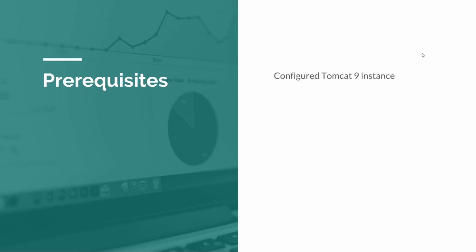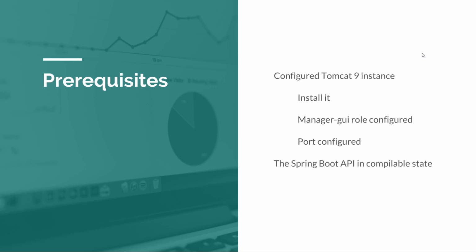Obviously we need to configure a Tomcat instance, and by configured I mean we have to install it. We need to make sure that the manager GUI role is configured, and of course that we have a port that's not conflicting with other apps. Then we also need a Spring Boot API in a compilable state and an Angular client in a compilable state. The last two requirements are done. You actually need to focus on the first step, because I already have Tomcat installed, and I assume that to follow this video, you'll also have a Tomcat instance installed.